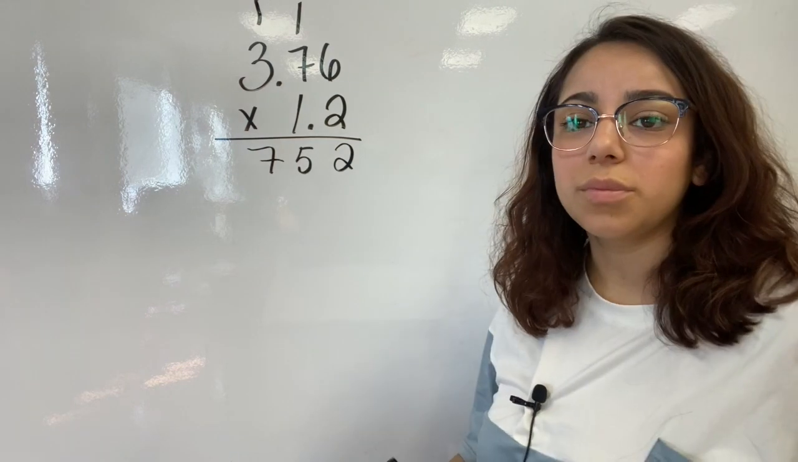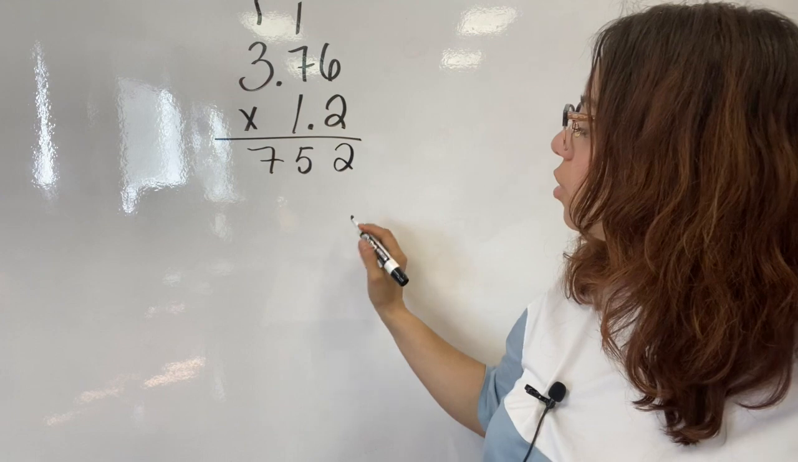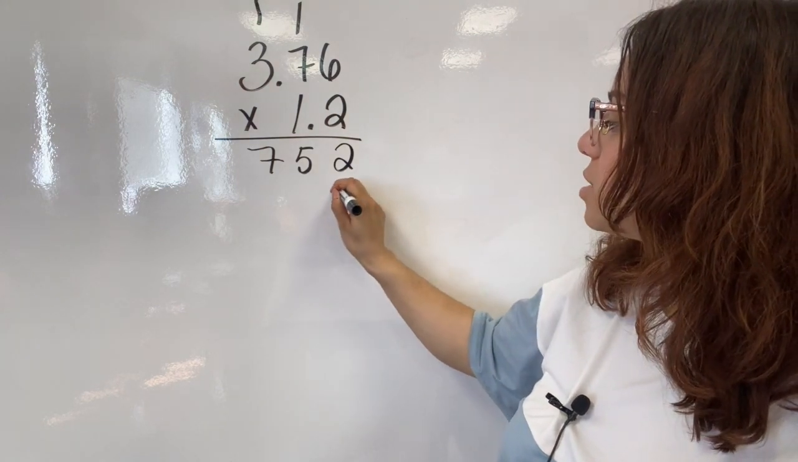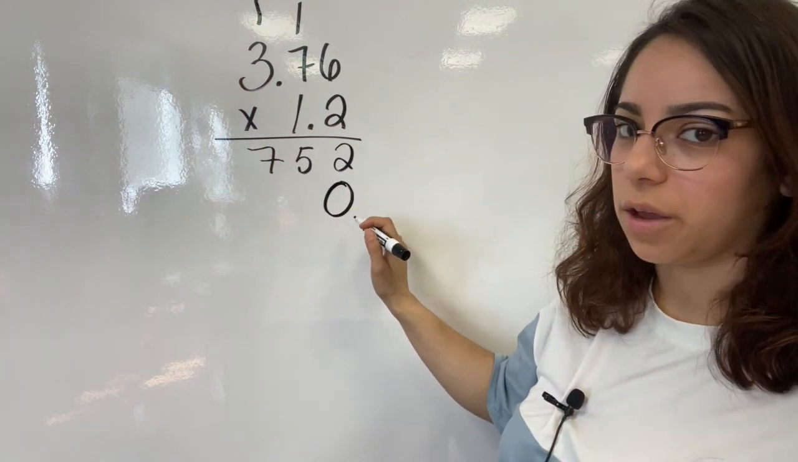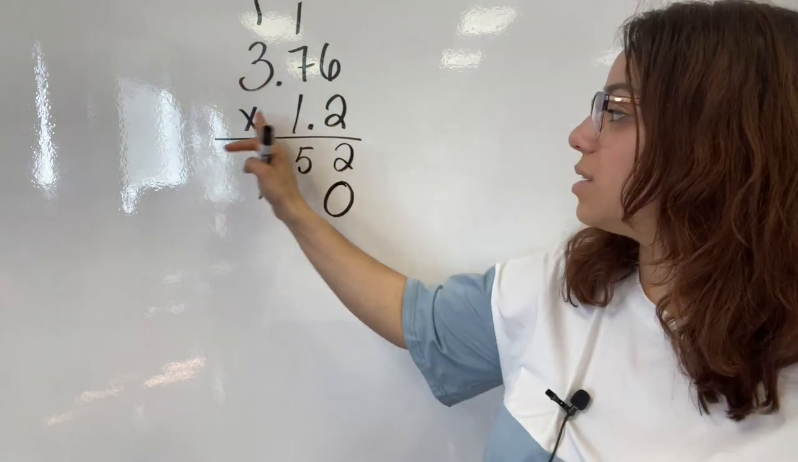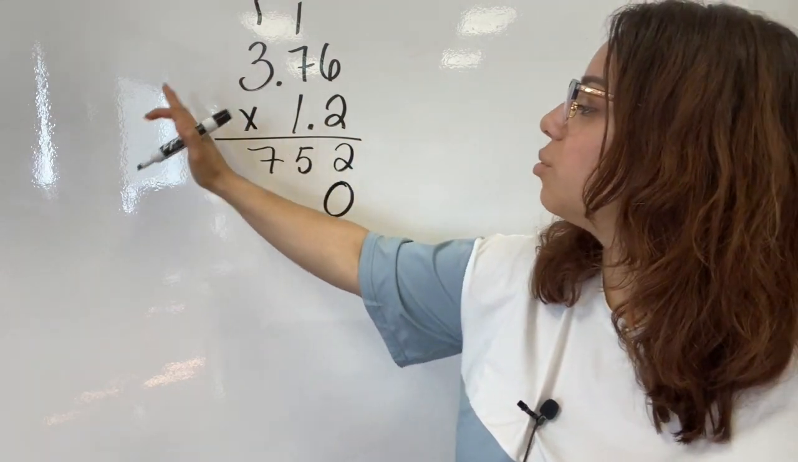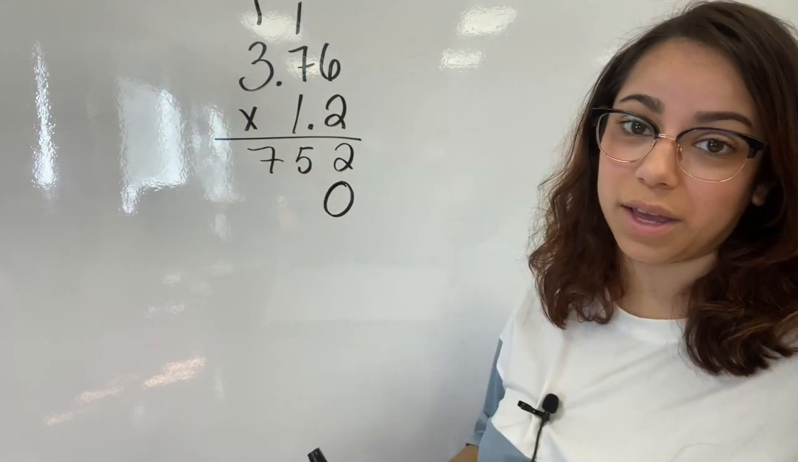There you go. Whenever we go to the second row, the first thing that we're going to do is we're going to put a 0. We do that every single time that we go on to a next number in a place value.